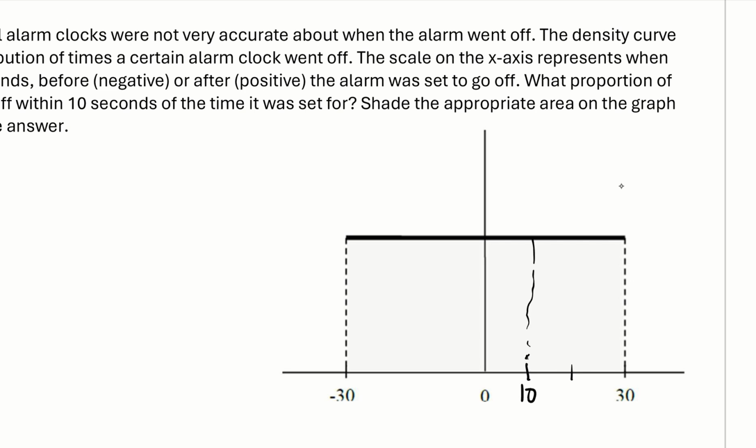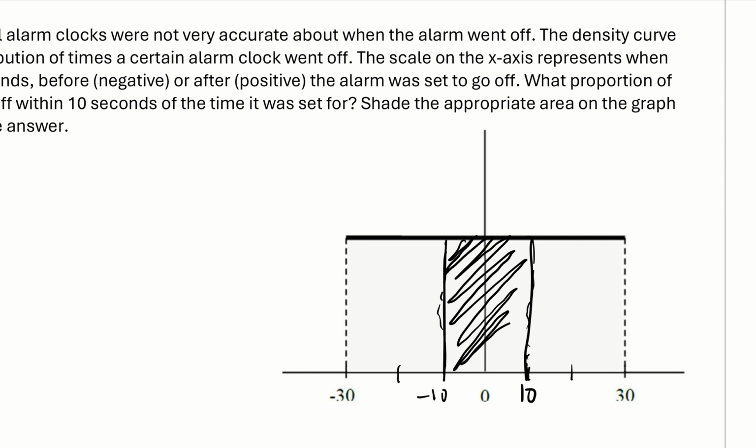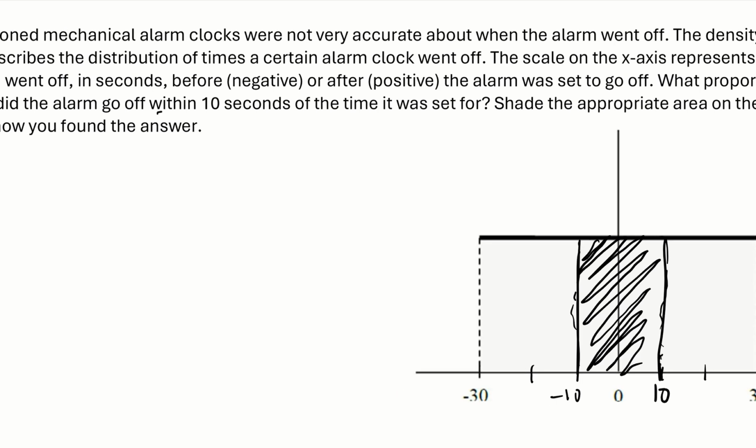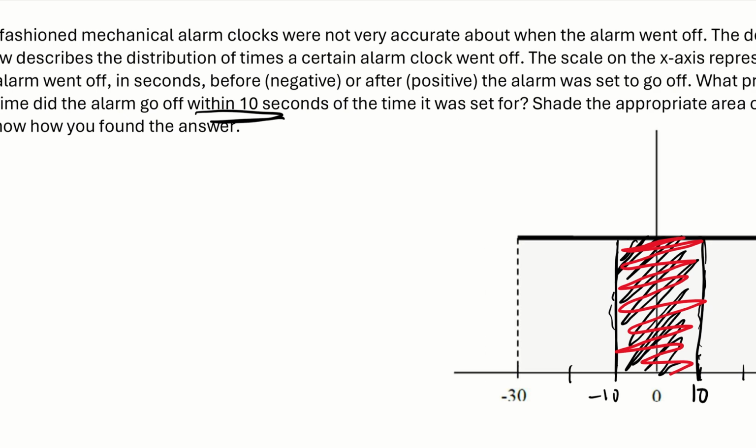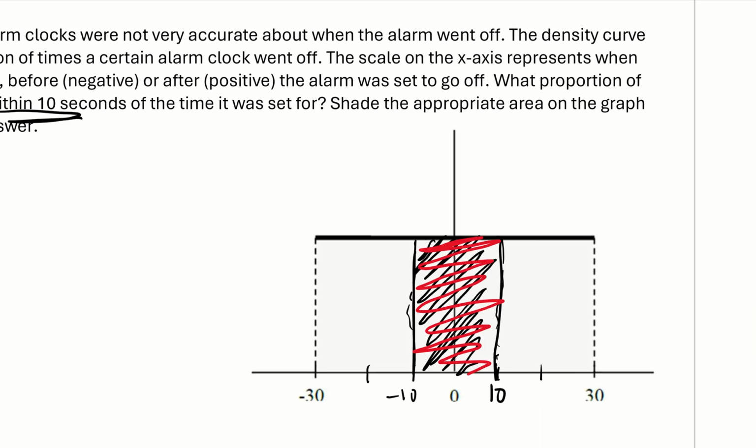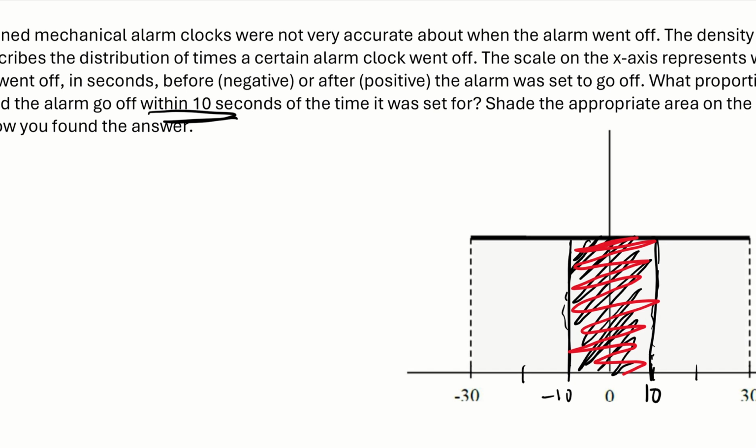So this is 10, again, 10, 20, 30, so that's negative 10. It's got to be appropriately divided. So you would have to shade this area right here. It says within 10 seconds. Within 10 seconds means it could be 10 seconds after or 10 seconds before, right? Within that time frame. So this is the correct area shaded. I'll do it in red just to emphasize that. That's the correct area. And then you get points for the work and then the answer.